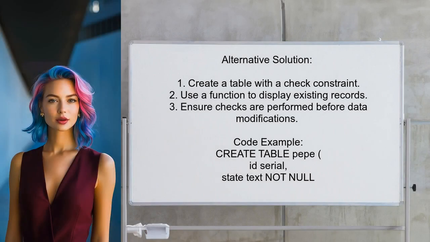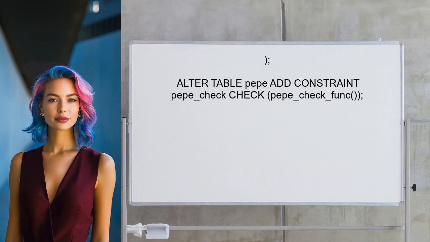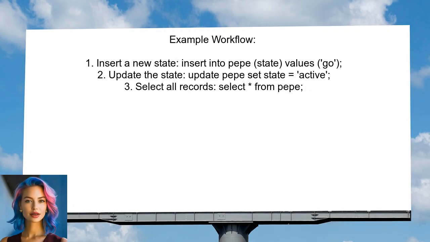An alternative approach provided by a user involves creating a check constraint using a function. This function displays existing records before any data modifications occur, ensuring that the check is performed prior to changes. The user demonstrates this with a simple example, inserting a new state and updating it, while the check constraint ensures data integrity throughout the process.